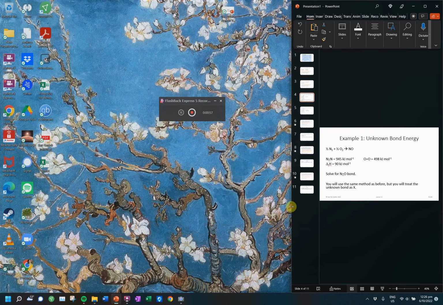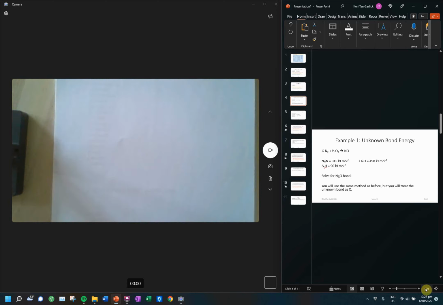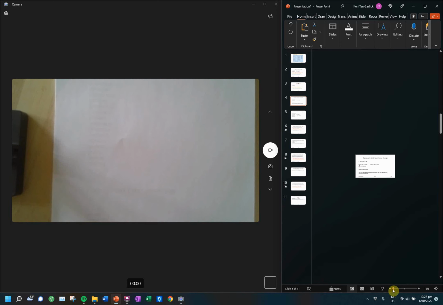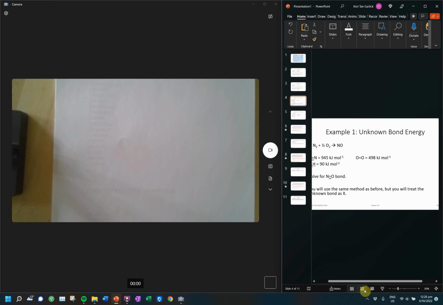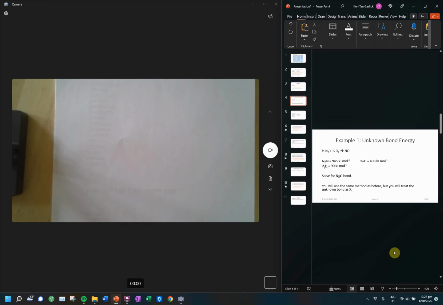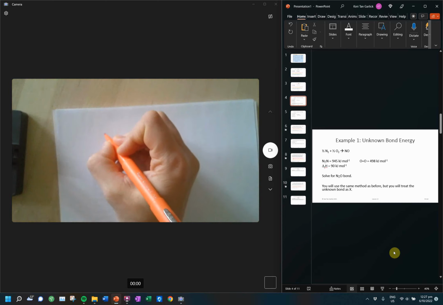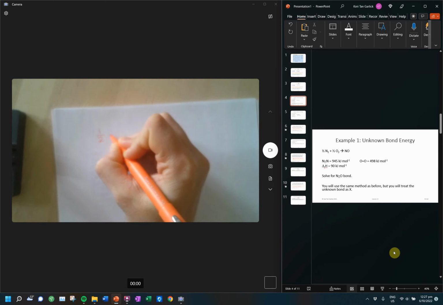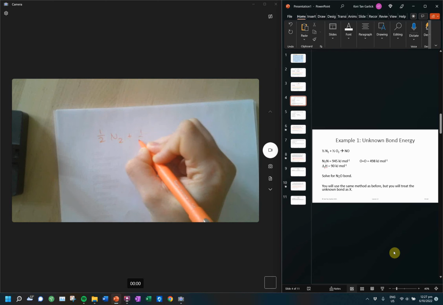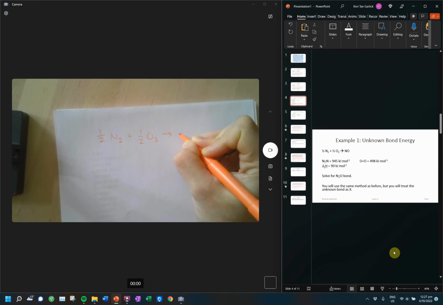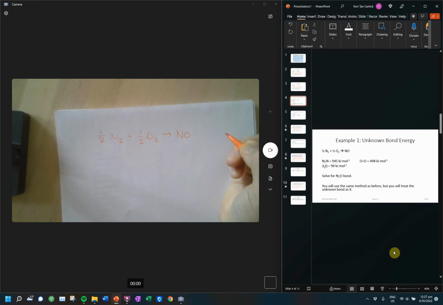Hopefully you guys can see that. I might move that a little bit to make that bigger. Okay, you can kind of read that. I'm going to rewrite it on the piece of paper anyway. All right, so what they have done once again is that they have given me a reaction. They have actually done something weird. They've given me a half N2 plus a half O2, and they show me that it makes NO. Unusual they've done that, but you can still work with it, and I'll show you what you do with that.